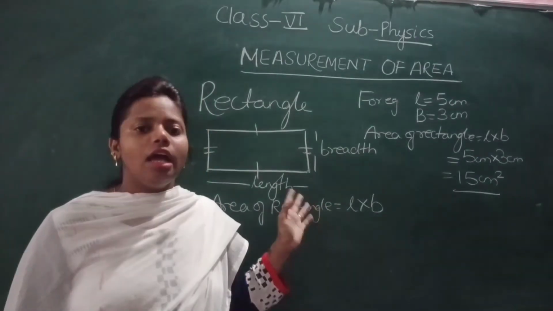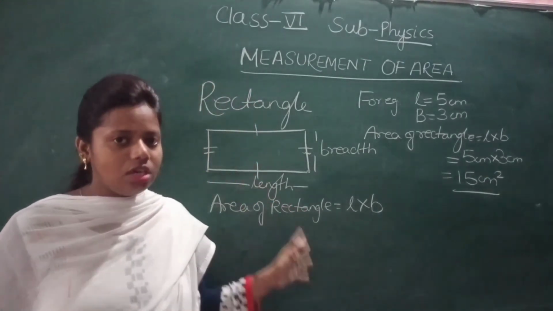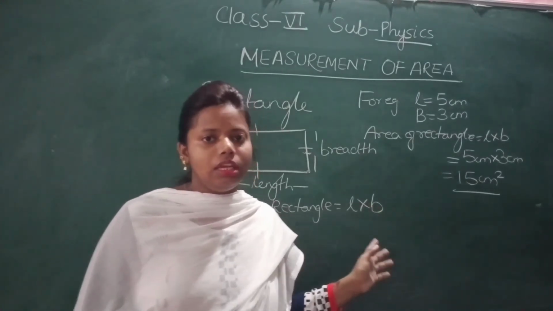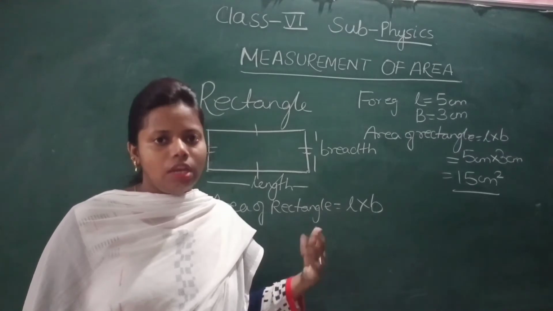So here I have shown you how to find the area of square and rectangle. These are the regular shapes and we find the area by using a formula. Now let's do the other topic.